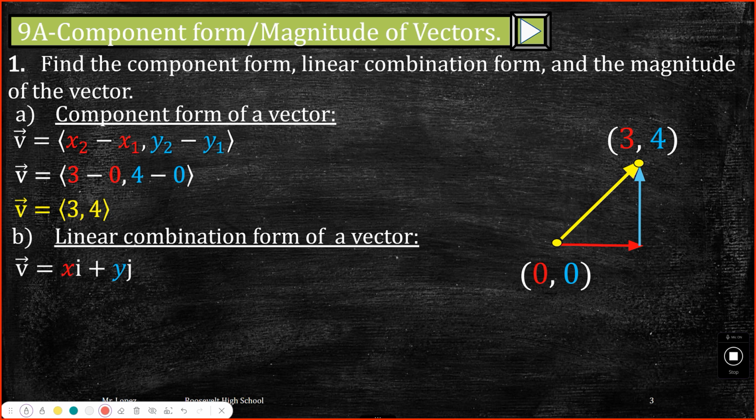Sometimes they like saying it as the linear combination form of a vector. It's just a different way of saying the same thing. So the vector is how much you are moving in the i direction, which is the horizontal, and the j is the up and down. So you're moving 3 units in the i direction and 4 in the j direction.